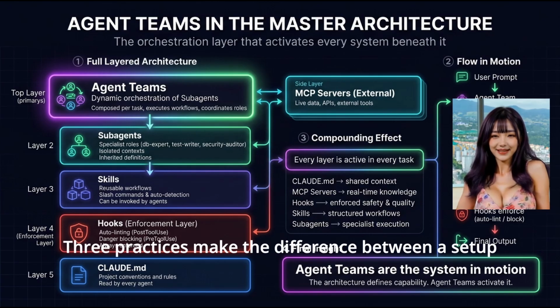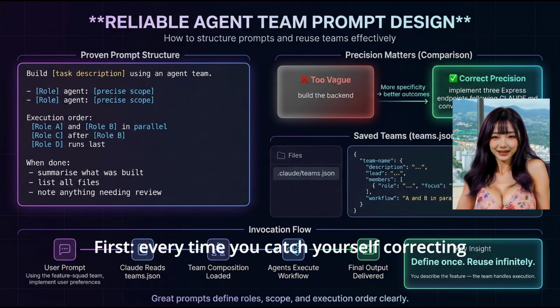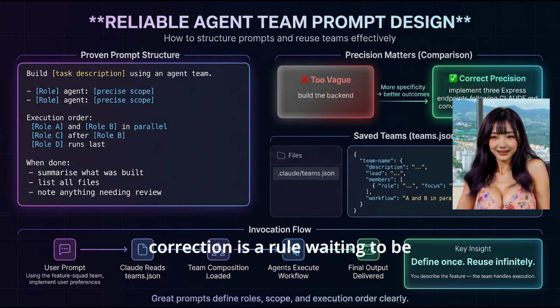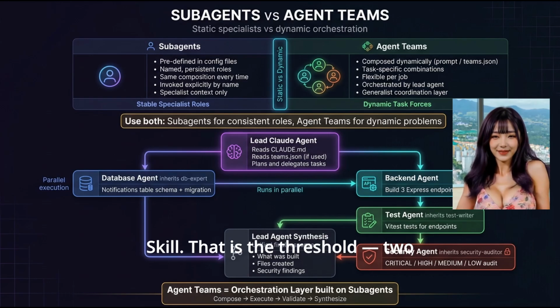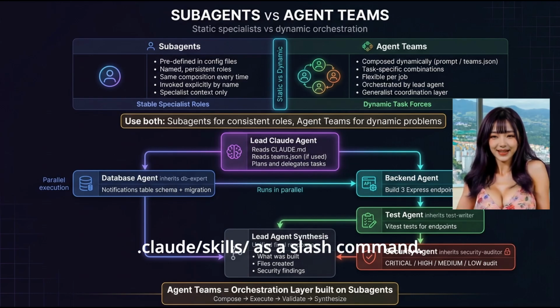3 practices make the difference between a setup that stays static and one that compounds over time. First, every time you catch yourself correcting Claude, add the correction to CLAUDE.md. That correction is a rule waiting to be written. Write it, and Claude stops making that mistake in every future session. Second, every time you type the same long instructions twice, turn them into a skill. That is the threshold, 2 times. If you have written the same setup prompt more than once, it belongs in .claude/skills as a slash command.